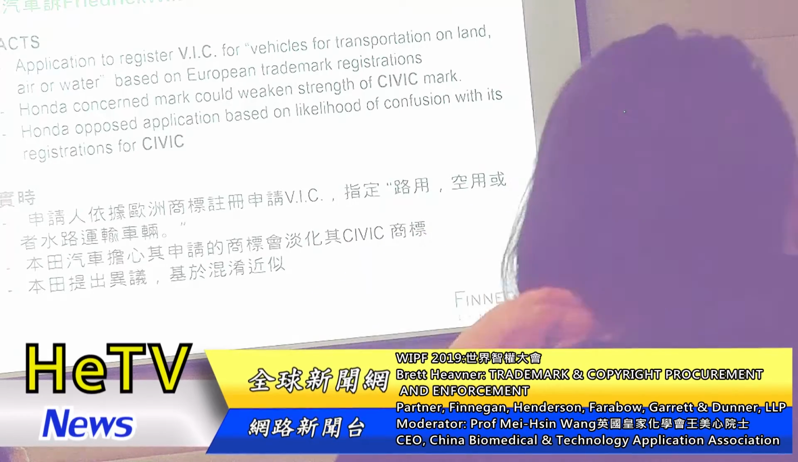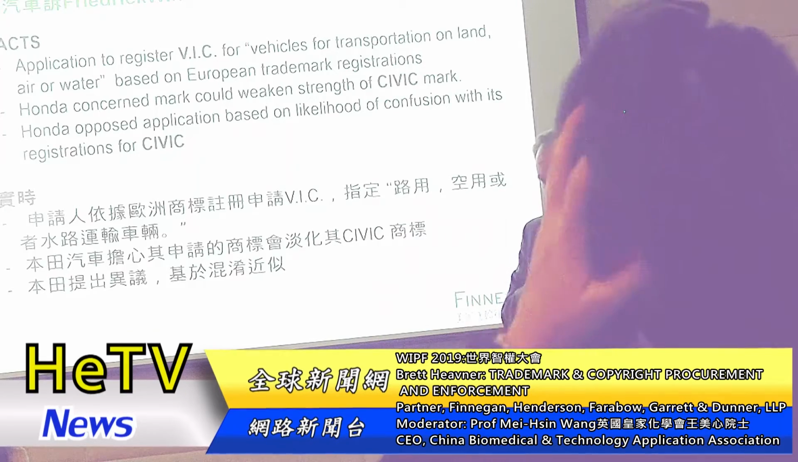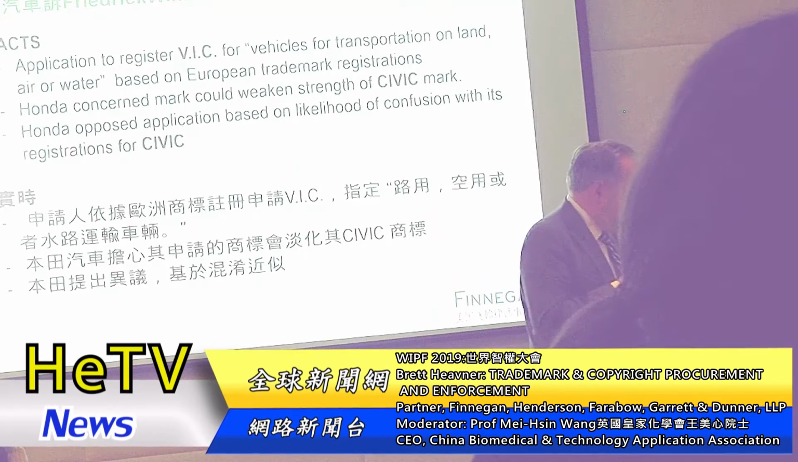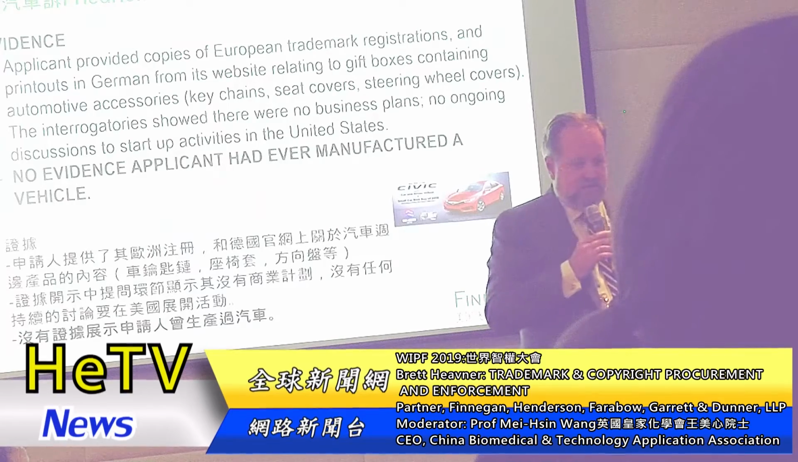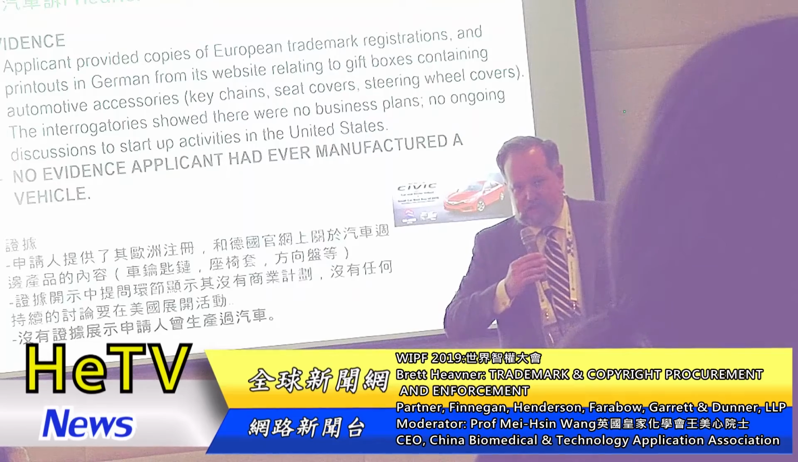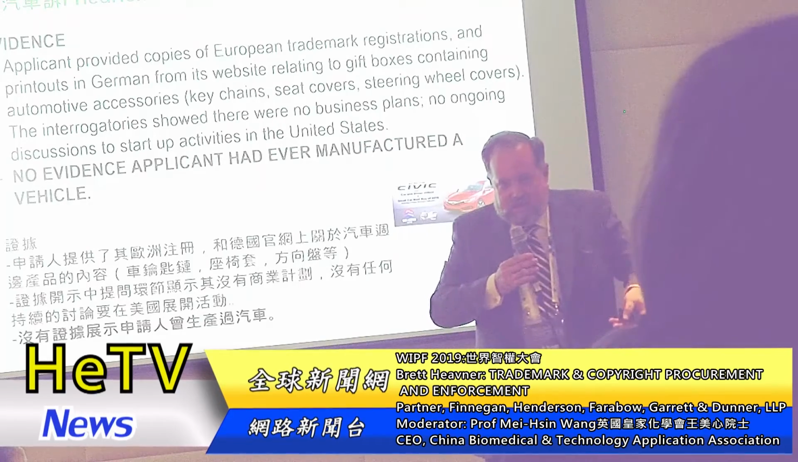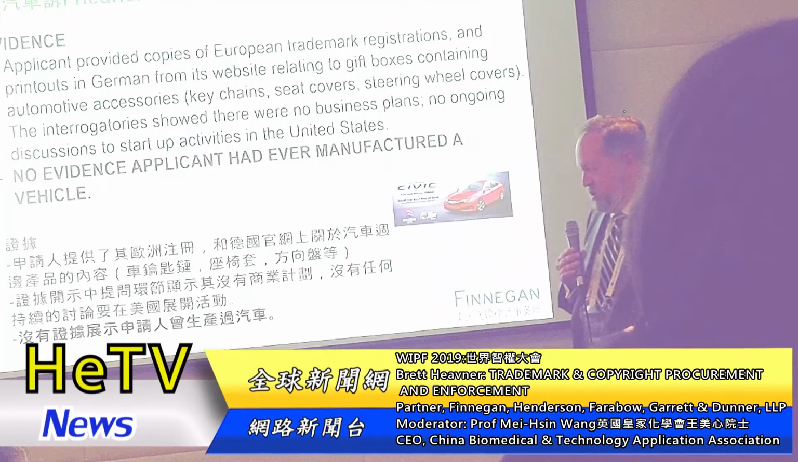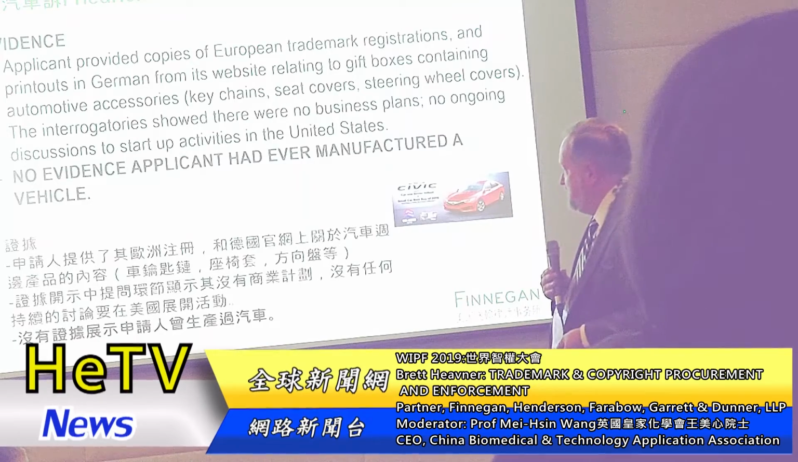Honda was not very happy about that because they thought the way he depicted VIC looked like their Civic mark. Not probably the greatest case for likelihood of confusion, but they were lucky in that they hit upon the fact that Mr. Winckelmann had never actually made an automobile. Okay? He didn't have the skill to make it, he didn't own a factory, he'd never made any sort of automobile ever, he had no business plan showing he was going to somehow create automobiles, or much less boats or aircraft or anything like that.